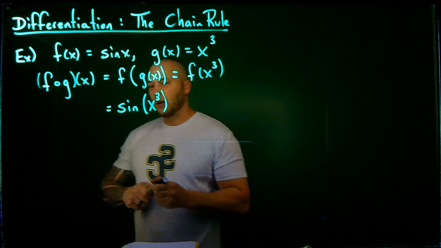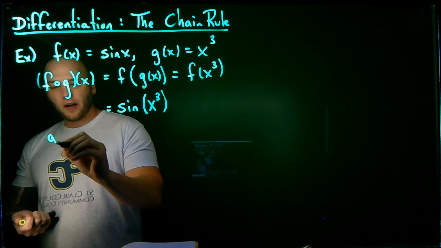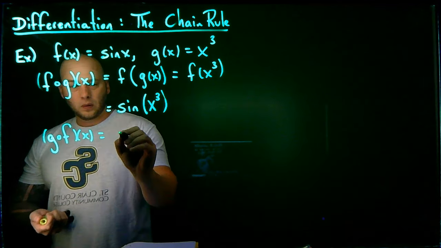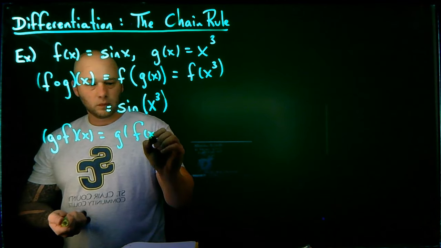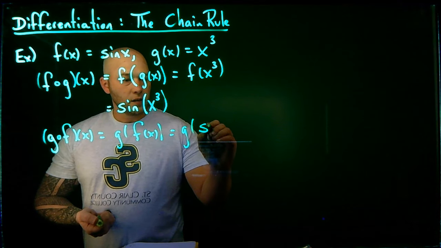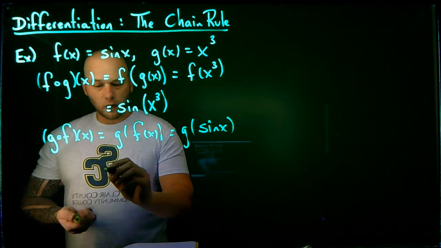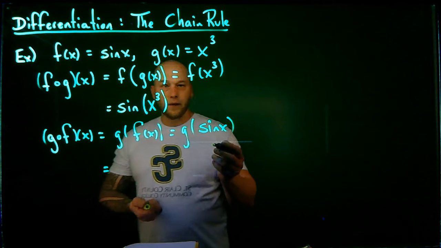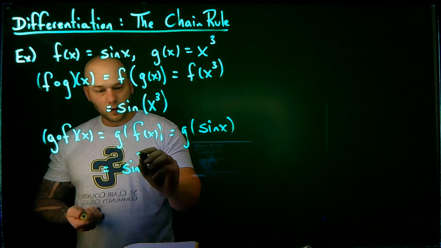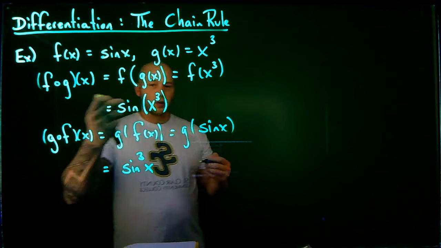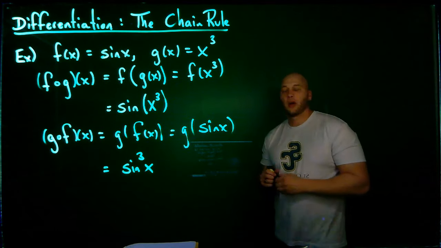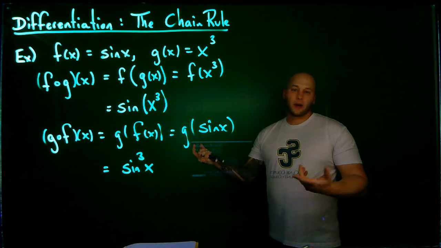Similarly, if I did the reverse composition, if I did g of f, that means I'm plugging the sine function into the cubing function, and when I take the sine function, I plug it into x to the third. That would give me sine to the third x. First and foremost, as a reminder, composition is not a commutative operation, meaning order matters.